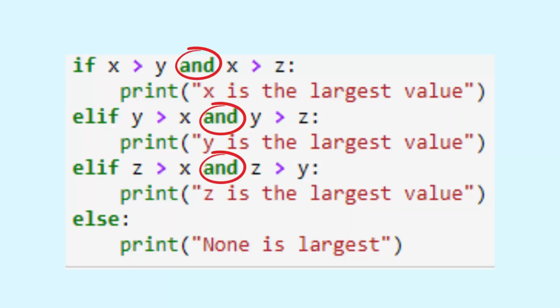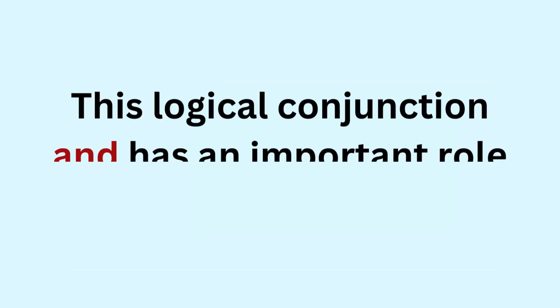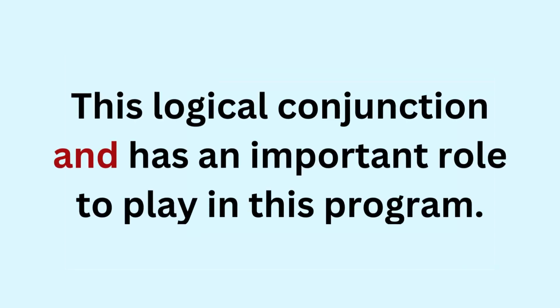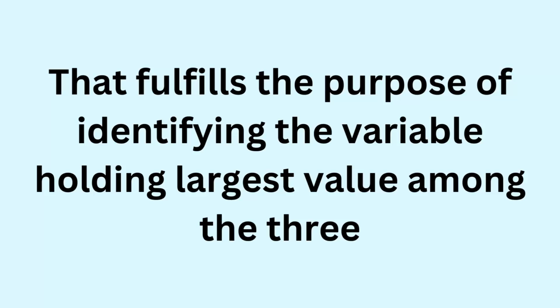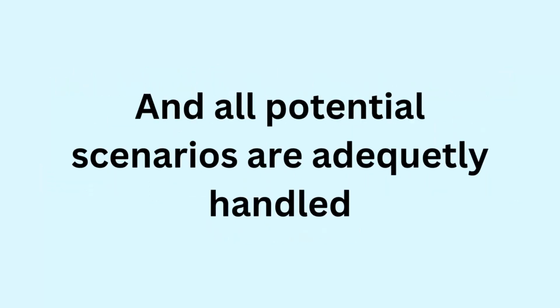Logical operators. The AND operator in the if and elif conditions ensures that both comparisons must be true for the block of code beneath them to execute. This logical conjunction is crucial for correctly identifying the largest value when all three variables may hold different values. This structured approach allows the program to correctly identify and announce the largest of the three values, ensuring that all potential scenarios, each variable being the largest, or ties, are adequately handled.